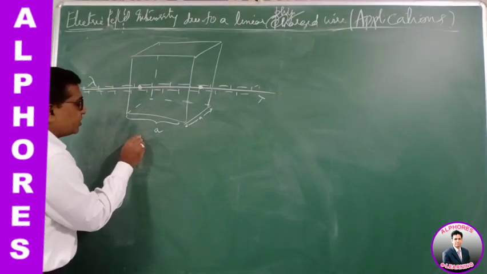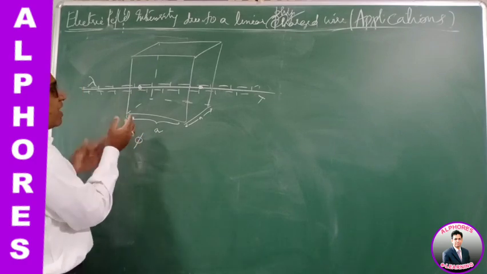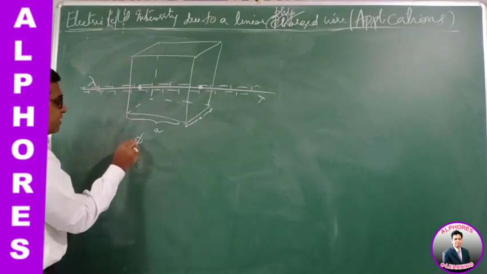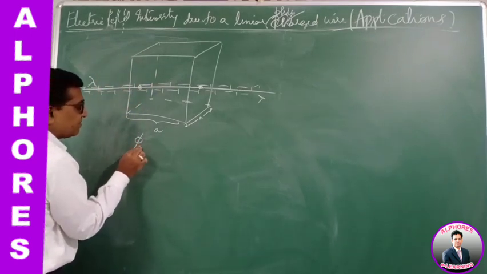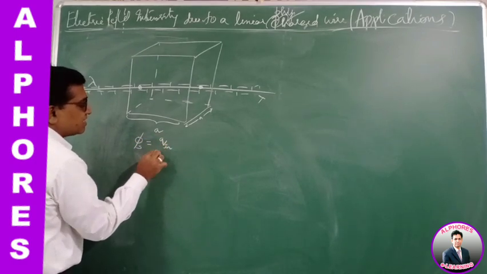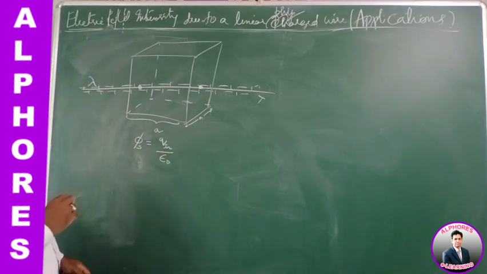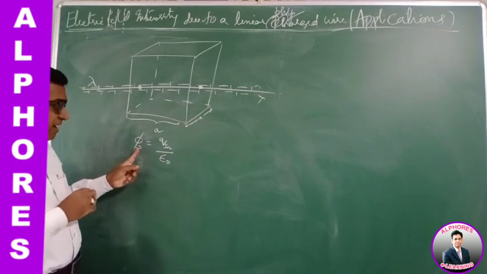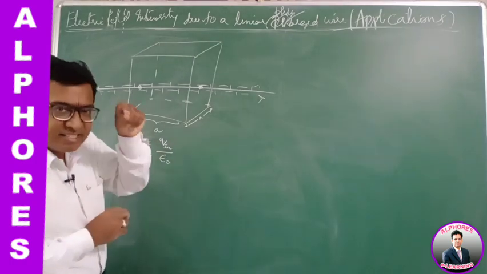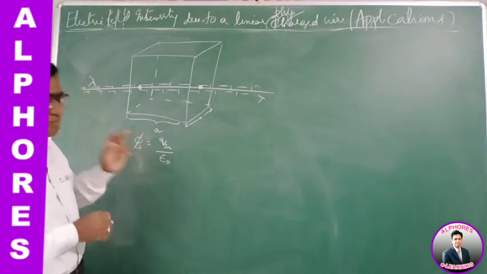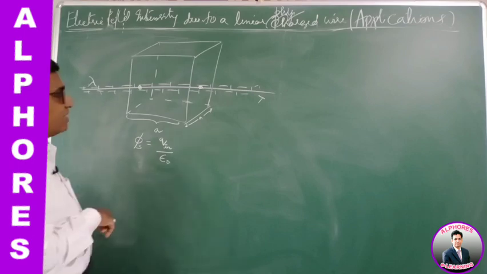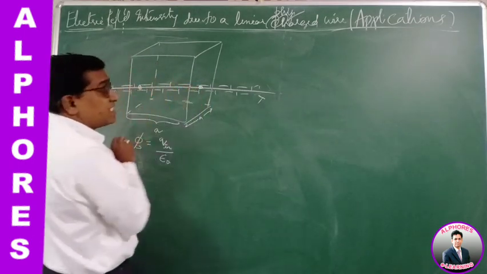We know, according to Gauss law, the flux pertaining to an enclosed Gaussian surface is equal to the charge that is enclosed inside the Gaussian surface divided by epsilon naught. So to find the flux pertaining to this Gaussian surface, first we have to find out the charge.